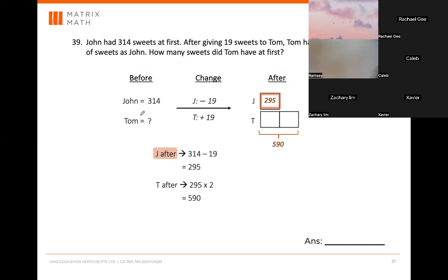So now we are finding how much Tom has at first. So we are working backwards, okay? So we are finding before Tom received 19, which means that 590 minus 19 will give you 571, okay? So that is the amount that Tom has at first. So Tom has 571 at first, okay?